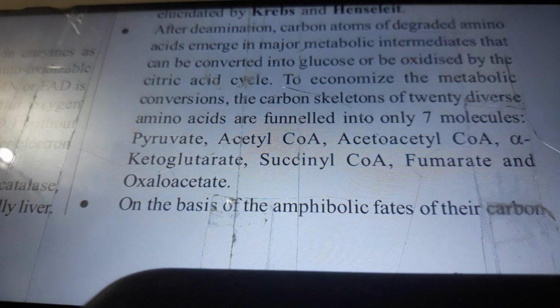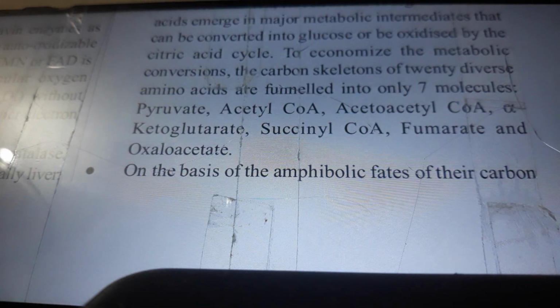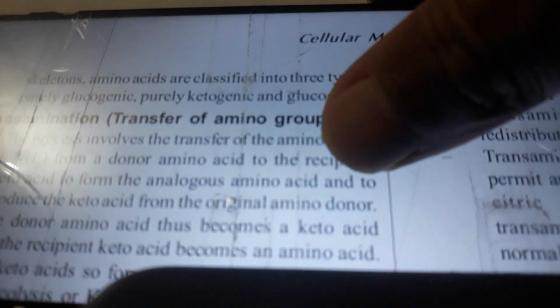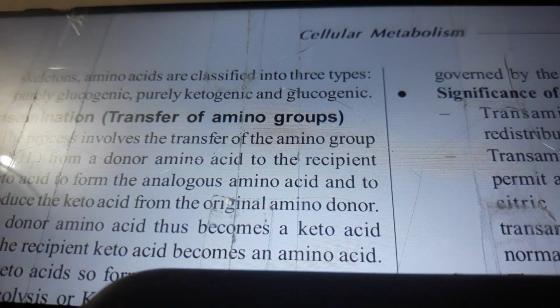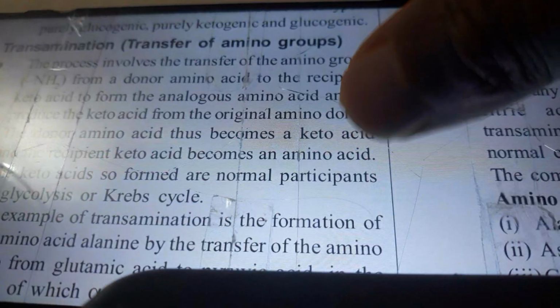After deamination, carbon atoms of degraded amino acids emerge in major metabolic intermediates that can be converted into glucose or be oxidized by the citric acid cycle. To economize the metabolic conversion, the carbon skeletons of 20 diverse amino acids are funneled into only 7 molecules: pyruvate, acetyl-CoA, acetoacetyl-CoA, alpha-ketoglutarate, succinyl-CoA, fumarate, and oxaloacetate. On the basis of the amphibolic fates of these carbon skeletons, amino acids are classified into 3 types: purely glucogenic, purely ketogenic, and glucogenic-ketogenic.